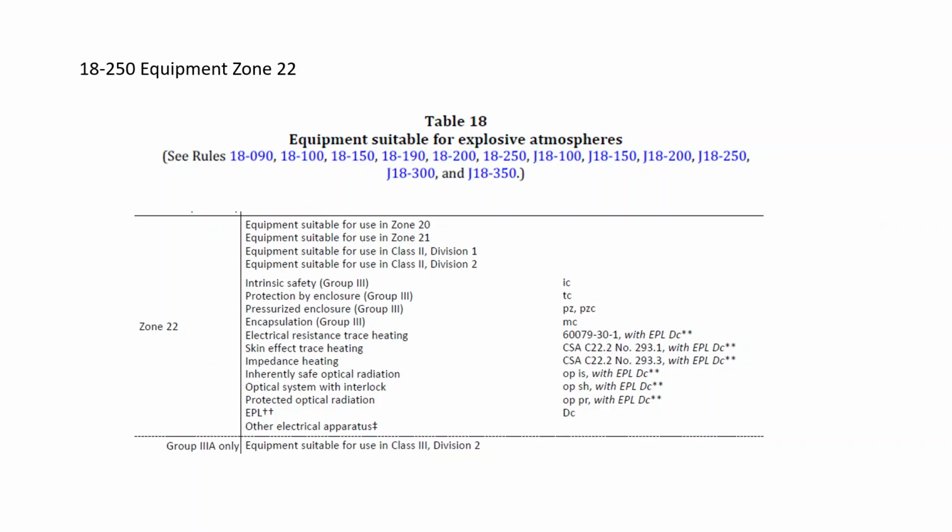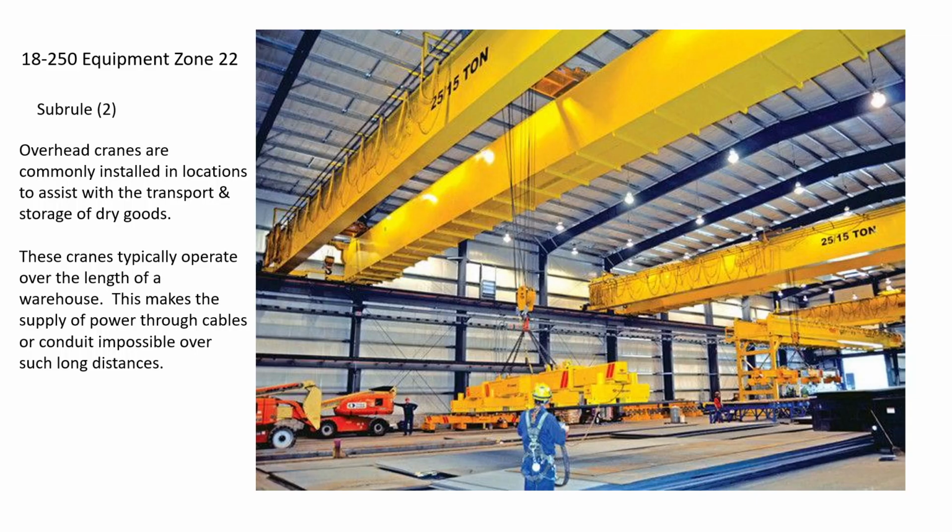Also, what we'll notice from 18250 is that in these particular situations, the chance of having an overhead crane is actually quite high, because these are areas where often we are storing or transporting materials which could be dusty or fibrous. And so if you're transporting or storing them, loading and offloading, often you have overhead cranes. So subrule 2 indicates that overhead cranes are going to operate over the length of the warehouse, and it makes the supply of power through the cables or conduit impossible over such long distances. So we're going to have exposed conductors or bus bars.